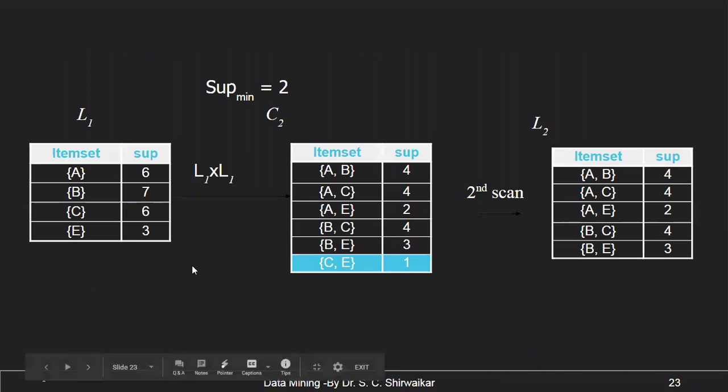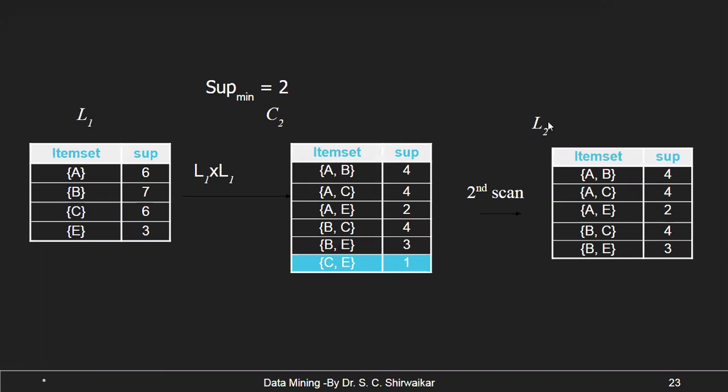We have seen AB is present 4 times. How many times is AC present in the given transactions? 4 times. Then AE 2 times, BC 4, BE 3, and the frequency count of CE is 1. The minimum support value is 2. That's why we have to prune that step, because CE is less than the minimum support. We are removing it from the given data set.